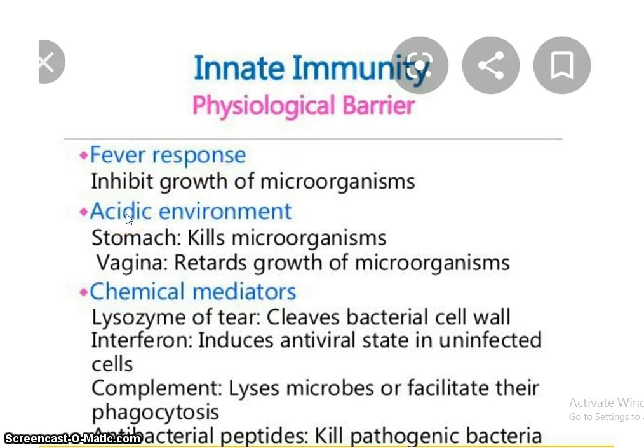The second point of the physiological barrier is creating an acidic environment. Two structures in our body, the stomach and the vagina, create a very low pH. The stomach has HCl, so it creates a highly acidic pH, and because of that, microorganisms which come along with the food are killed. Next is the vagina. The vagina is part of the female reproductive system, and it has a highly acidic pH, which also retards the growth of microorganisms.